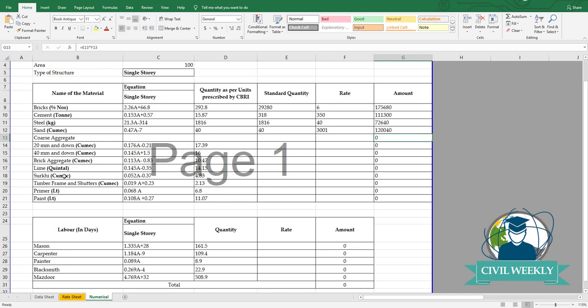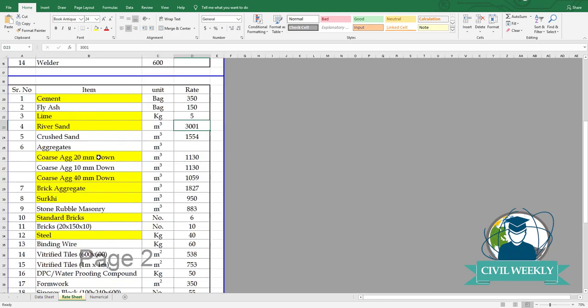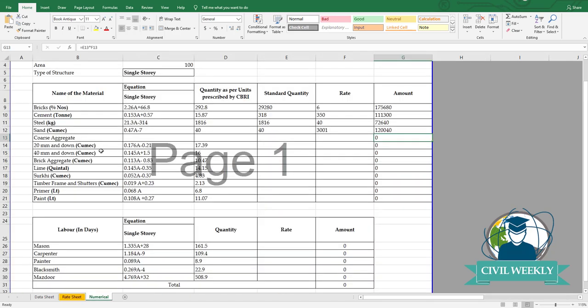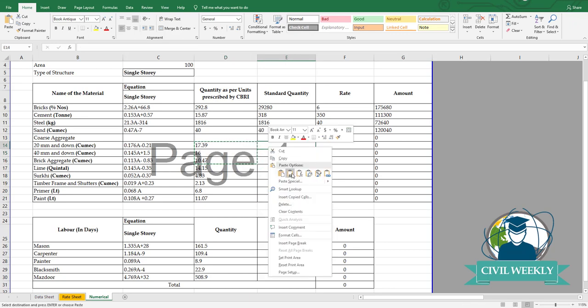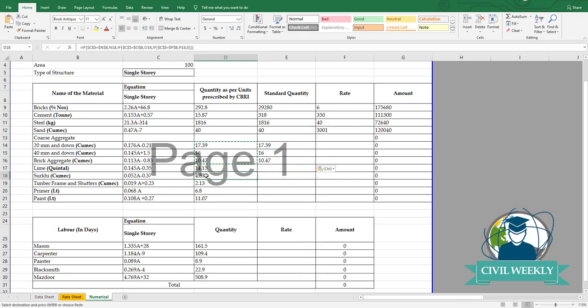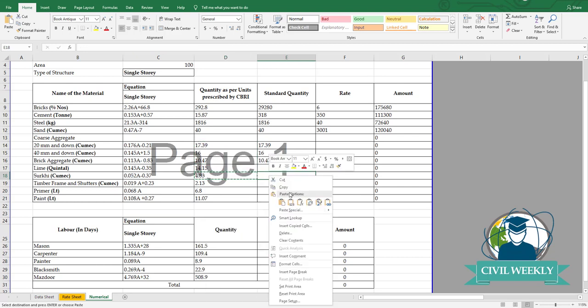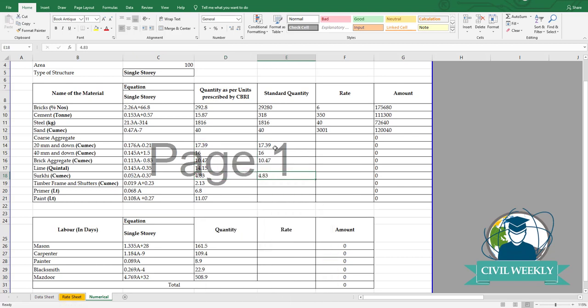If you can see for all these things, coarse aggregate and brick aggregate, the unit is cubic meter. Coarse aggregate, coarse aggregate 40 mm down, brick aggregate, and surkhi are also in cubic meter. So all these are in terms of cubic meter, and whatever values we have got are correct. So I will just copy this and paste it. Surkhi is also in terms of cubic meter, so it is the same standard quantity.